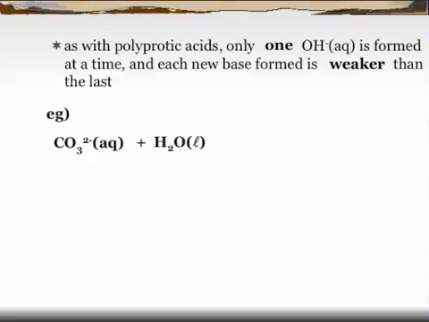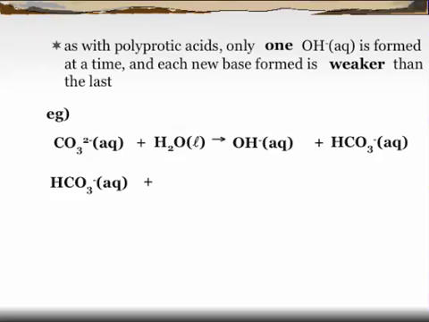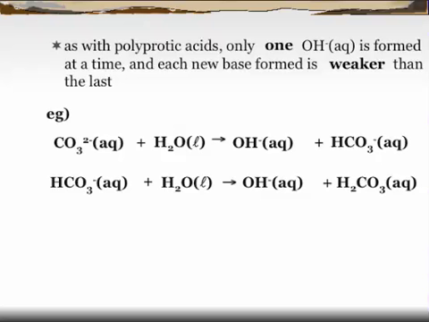We're going to add that to some water, and we're going to get a hydroxide anion, and now we've added this hydrogen that we've pulled off of the water. And then we're going to take that, add it to some more water, again forming another hydroxide, and now we've got H2CO3 aqueous.